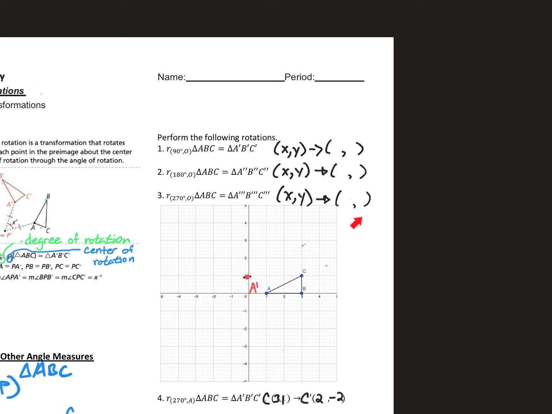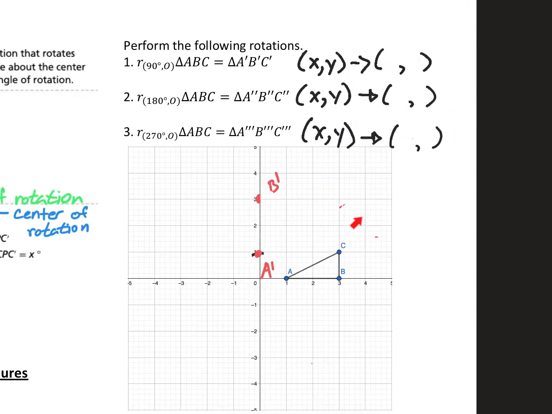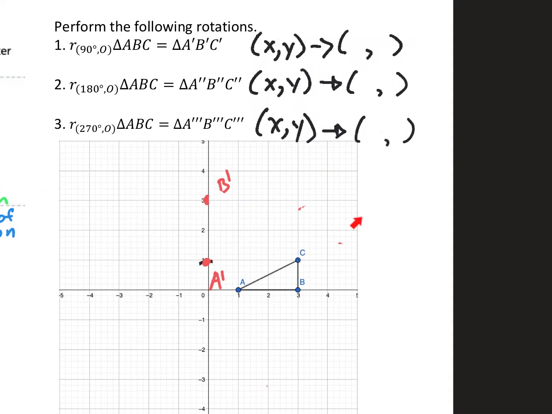So where would our B prime be? If I rotate it 90 degrees, there's my B prime there. Now C might be harder to rotate, but remember this is going to be an isometry, so that means that this length here is going to stay the same. I can see that that's 1 unit. So I can just go 1 unit from B prime and say, okay, that's C prime.